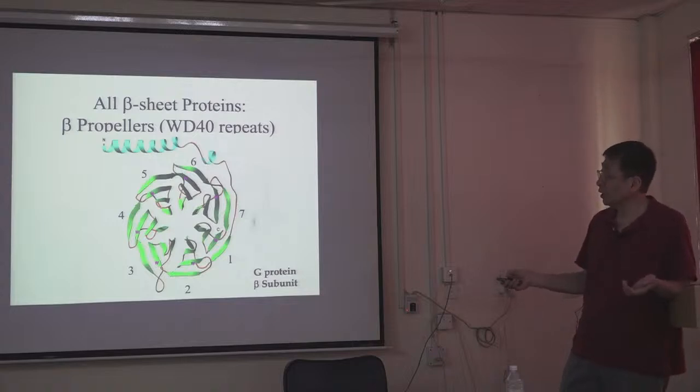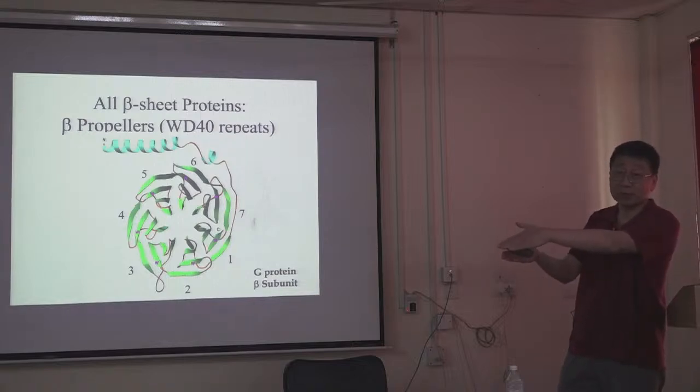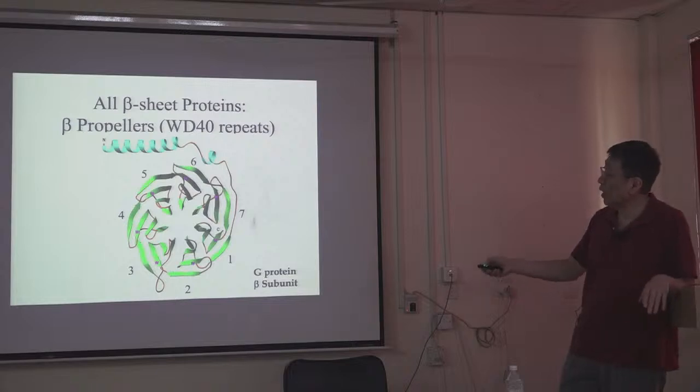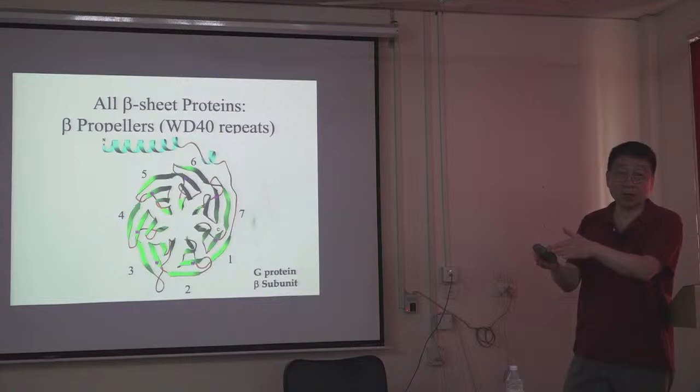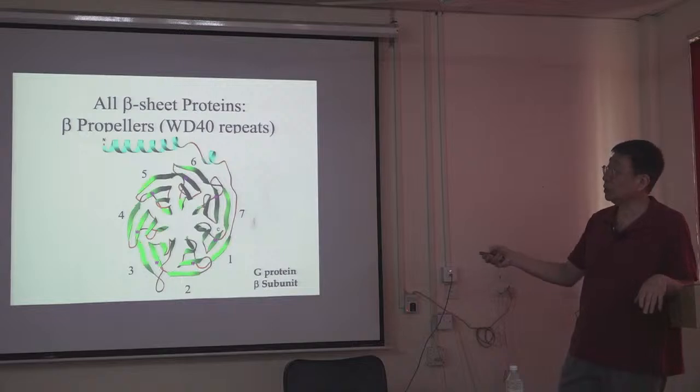The trick is then you go to the next one, make another 4-stranded anti-parallel beta sheet, and these two are stacked onto each other. Okay, and then they are arranged all around the circle like this, like a propeller of a plane. And the propellers are each made with a beta sheet. That's why it's called a beta propeller.